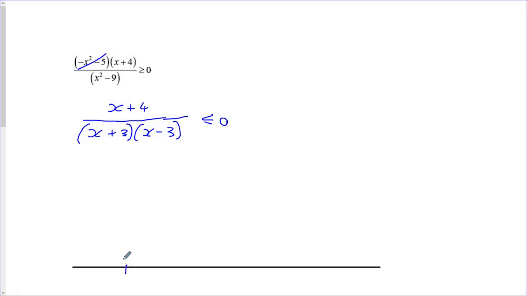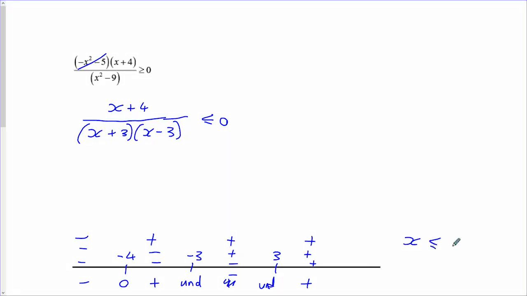Now I'll put my critical values in. They are negative 4, negative 3, and positive 3, right? And at negative 4, I get a value of 0, and at negative 3 and positive 3, I get values of undefined. And then to the left of negative 4, this thing is negative and then becomes positive. This one is negative and becomes positive here. And lastly, the last one is negative right through to here, then becomes positive. 3 positives give you a positive, 2 positives and a negative, a positive and 2 negatives, a positive and 3 negatives, a negative. Now I'm looking for negatives and zeros, so I'm going to go x less than or equal to minus 4, or I'm going to go from minus 3 to 3, not including minus 3 and 3.